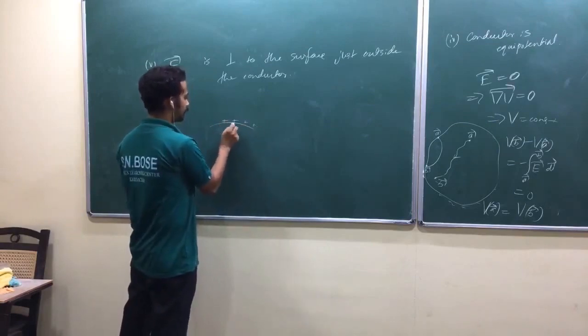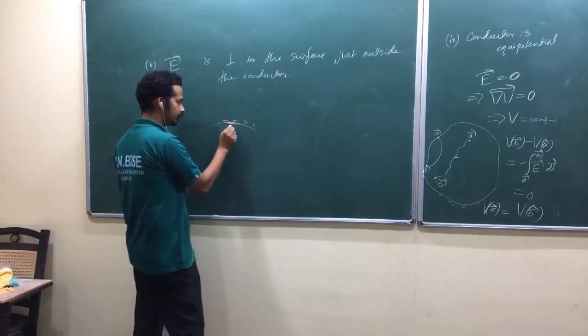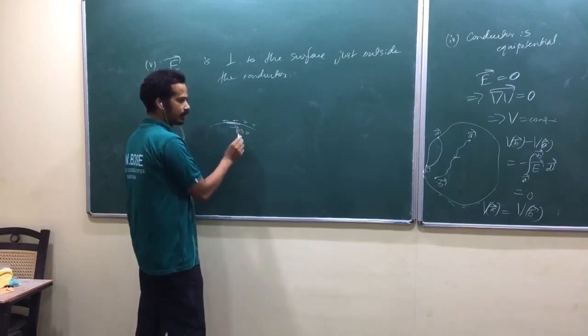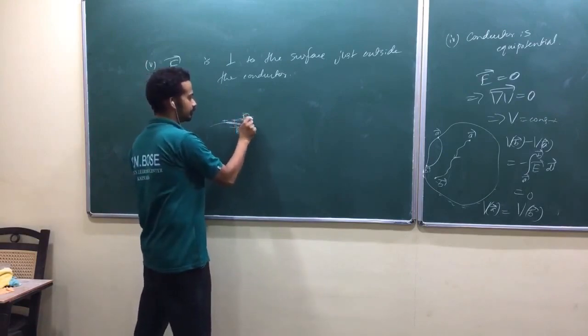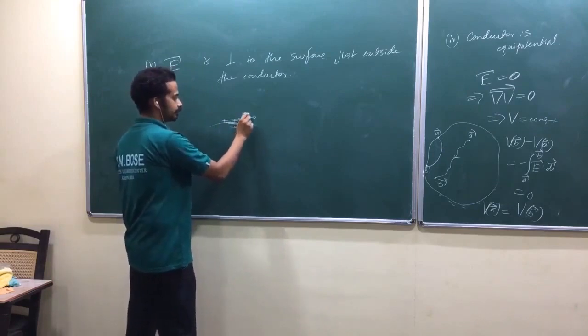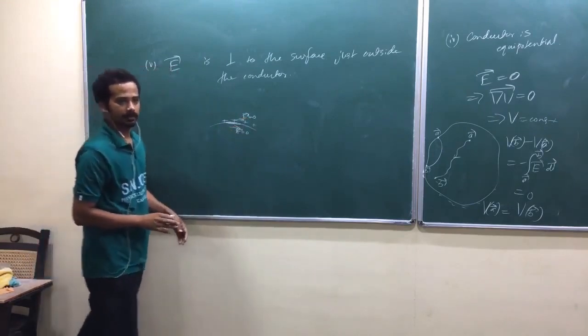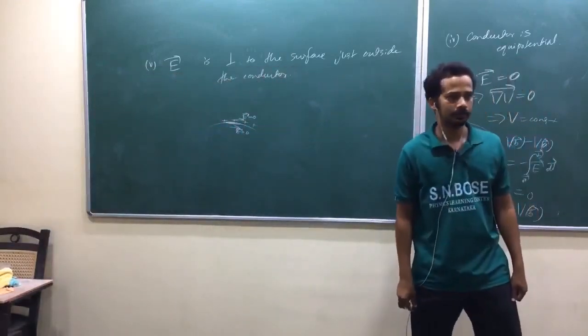Let me just take one patch of area here. Electric field just below this one, electric field parallel equal to 0. So that's why electric field parallel just outside that one should also be 0. Is that okay? So there may exist surface charge, it doesn't matter.